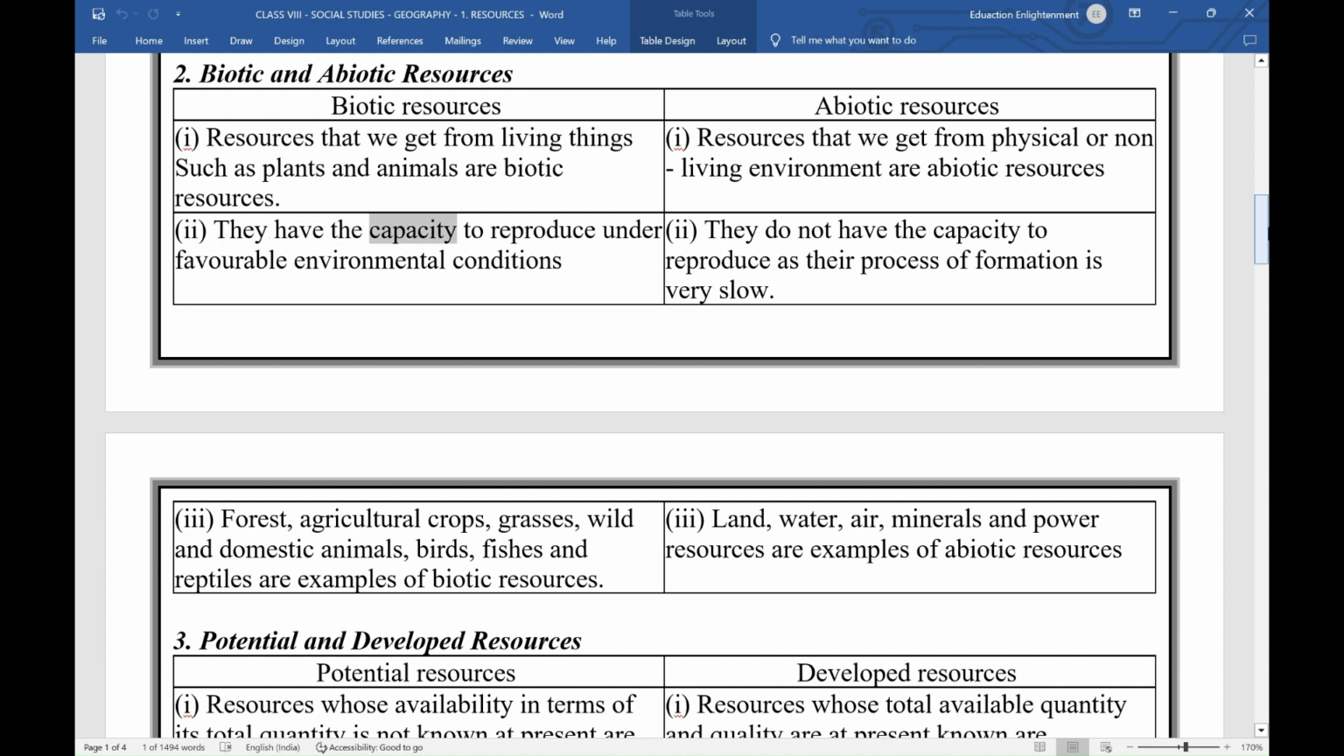2. They have the capacity to reproduce under favorable environmental conditions. 2. They do not have the capacity to reproduce as their process of formation is very slow. 3. Forest, agricultural crops, grasses, wild and domestic animals, birds, fishes and reptiles are examples of biotic resources. 3. Land, water, air, minerals and power resources are examples of abiotic resources.